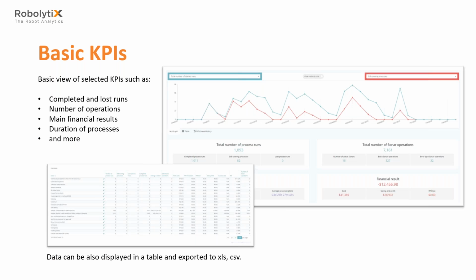As I was mentioning before, these are the outcomes. Basically, basic KPIs: you can measure the number of completed and lost runs, number of operations, you can get some main financial results, durations of processes, and more. This picture is what you will see in the interface, which I will show you a bit later. And everything can be exported to an Excel file or CSV for further processing.